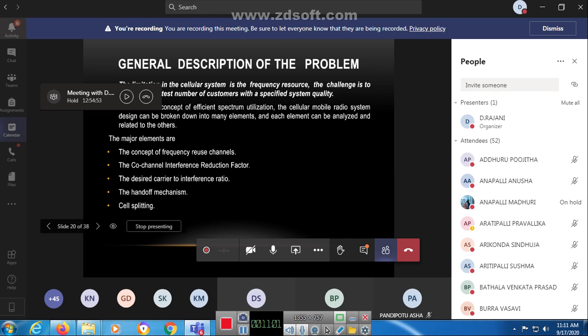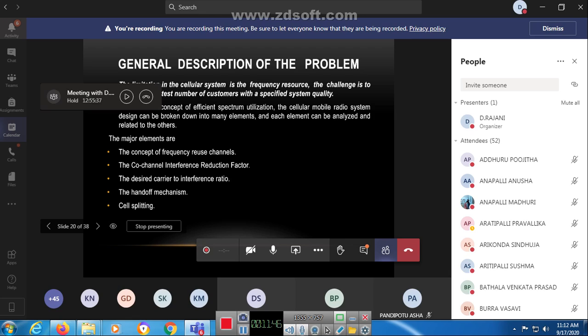Next, what is the frequency reuse concept? Where we can take both cells like 1 and 2, or A and B, the same frequency is used for maintaining long distances. There is no interference, and at the same time we are using the same frequency. So at that time the frequency reuse concept will be discussed.